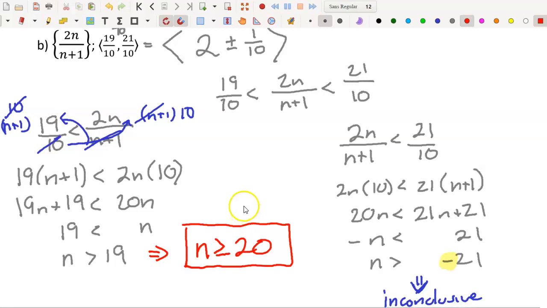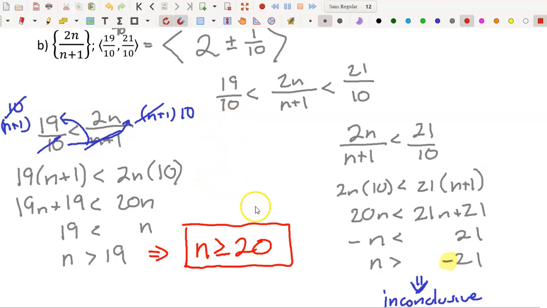Yep. Does this work with imaginary numbers? Absolutely. We're not going to do that. That's higher level math, but yes. If we just wrote n greater than 19 and we didn't do n greater than or equal to 20, would we get marked off? Yes.